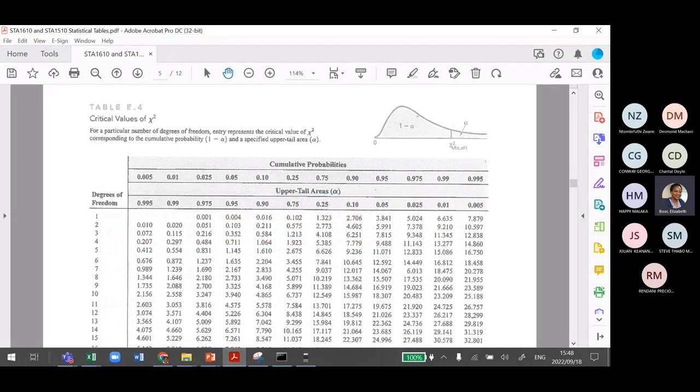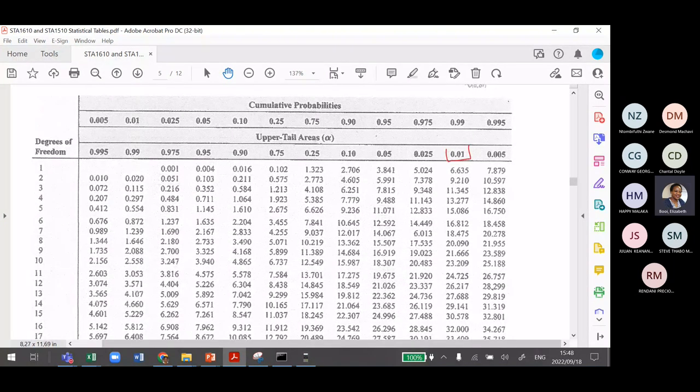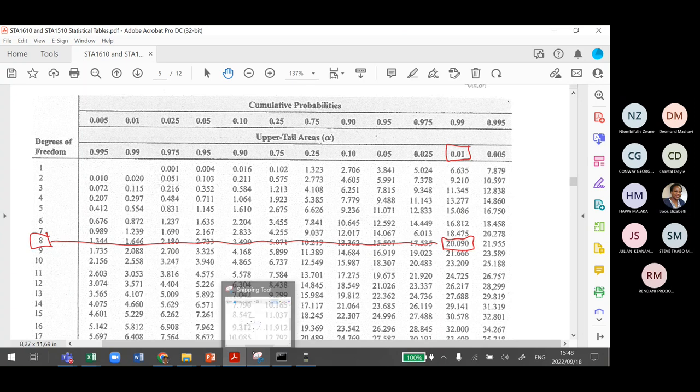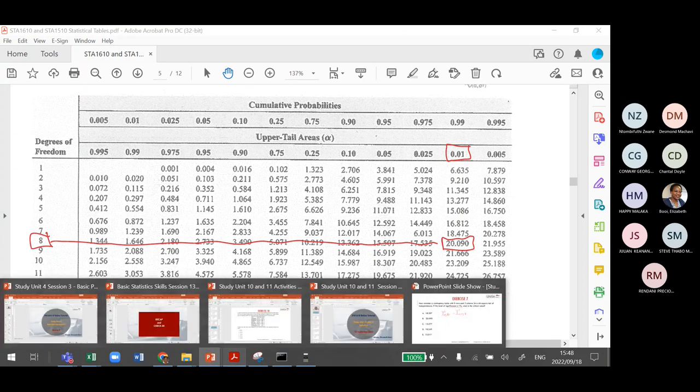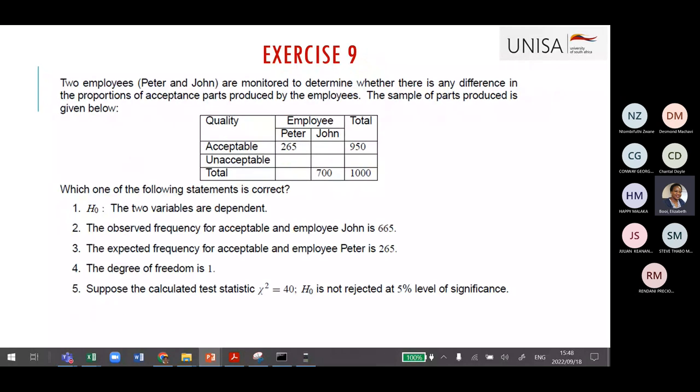Let me remove all these other values. 0.01 and 8. And the answer is 2.09. And that's how you will find the critical values. Okay, let me see. I had additional questions that you can go and do on your own.